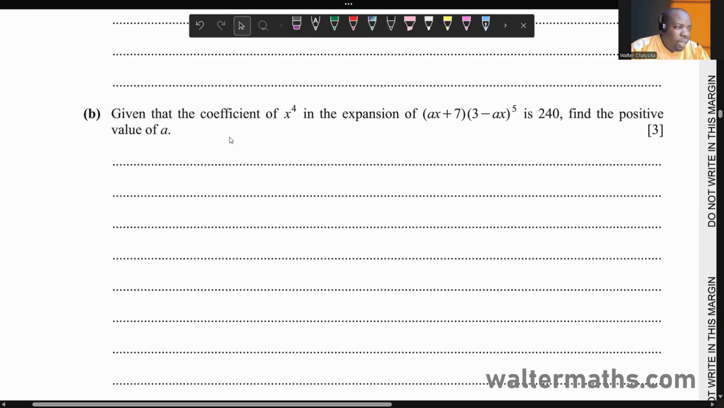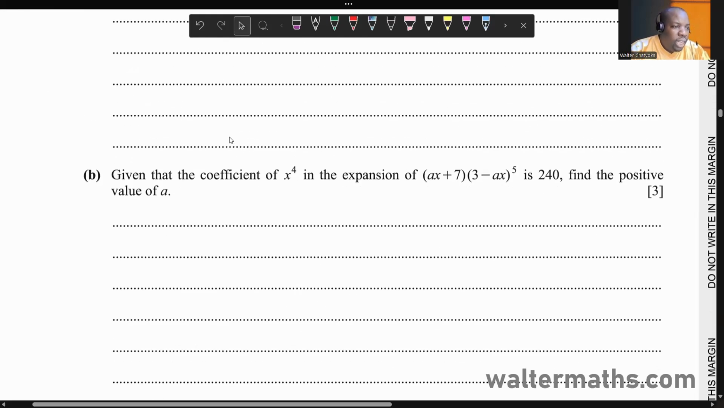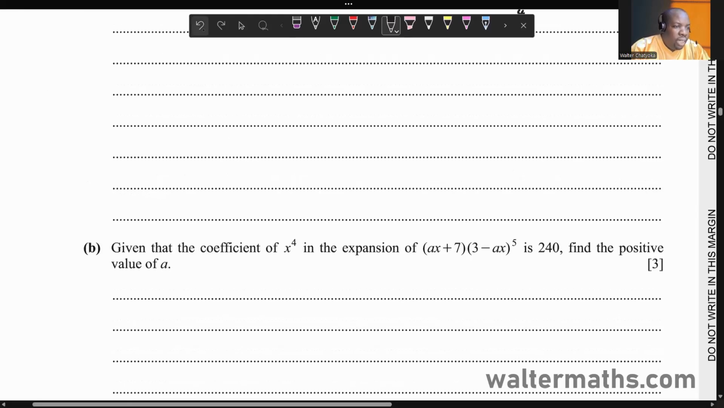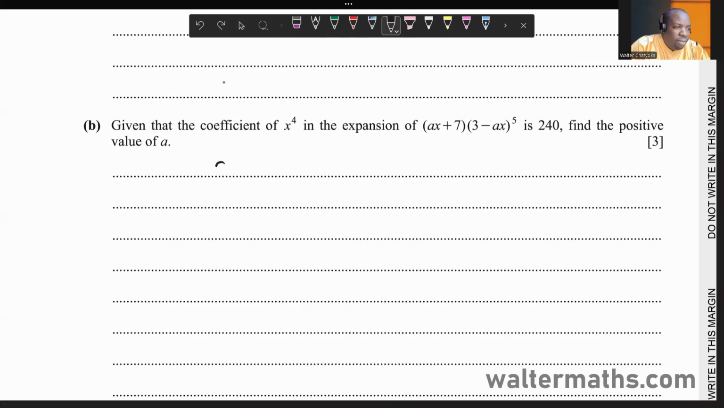On part B, they say, given that the coefficient of x to the power 4 in the expansion of (ax plus 7)(3a minus x) to the 5 is equal to 240, find the positive value of a. All right. So to get a term in x to the power 4 here, we should have ax multiplied by a term in the second bracket, which is a term in x cubed. So that's where we'll get a term in x to the power 4. And 7, when it multiplies the second bracket, should multiply a term in x to the power 4. That's how we get a term in x to the power 4.